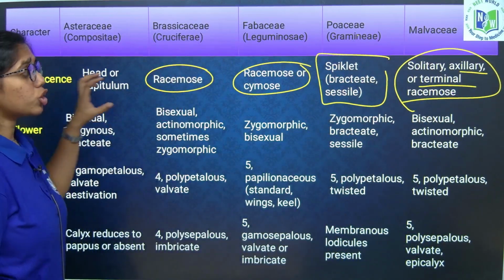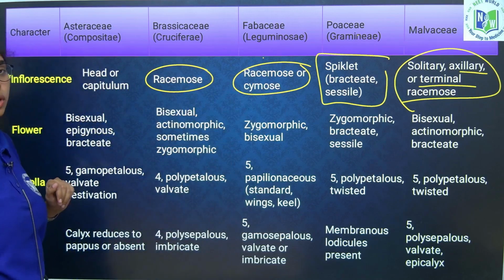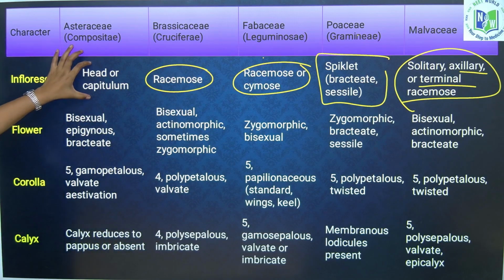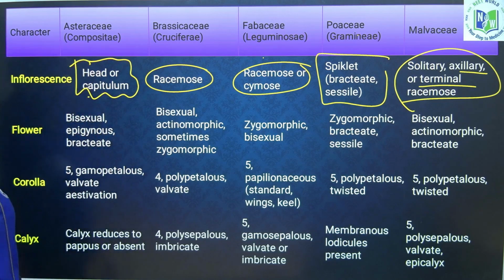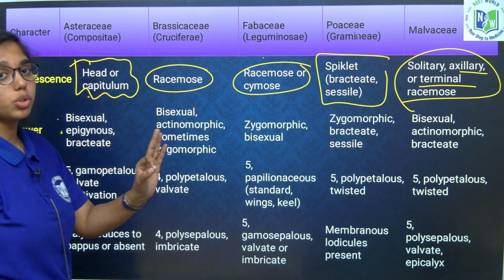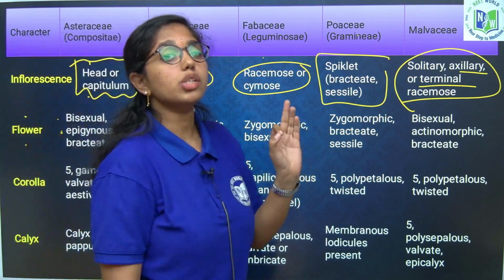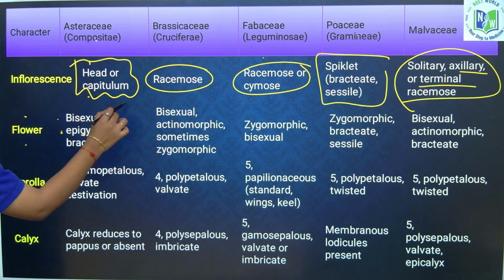So most of them are racemose inflorescence. Only in Fabaceae you can see both racemose and cymose. Asteraceae though, it is unique, you have to remember it for sure, that is head or capitulum. Next, bisexual epigynous flowers. Do remember, students, epigynous flowers you will see only in Asteraceae members, epigynous and bracteate.